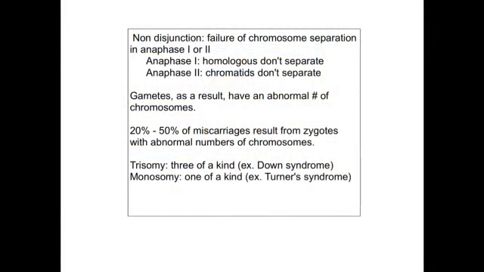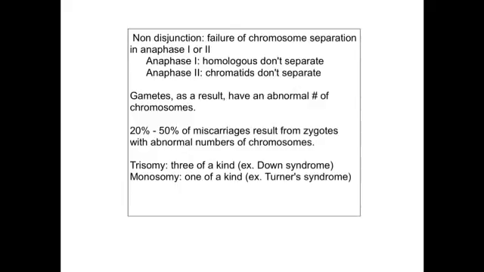Thanks. Okay, so nondisjunction is a failure of chromosome separation in anaphase 1 or 2. What this means is instead of either the homologous chromosome pairs separating or the sister chromatids separating due to the spindle fibers pulling them apart, that just doesn't happen.